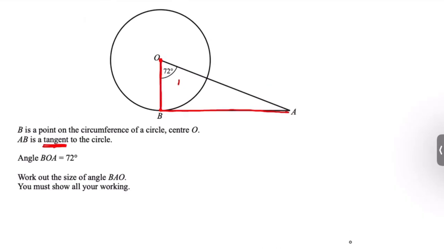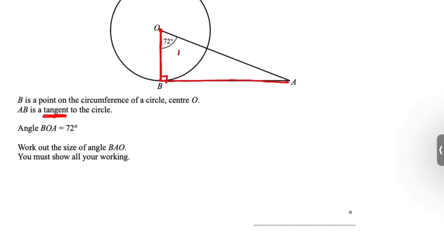So that's a radius. And remember, when we look at the rules of circle theorems, we know that when a radius meets a tangent, the angle which is created is 90 degrees. So this angle which is created is 90 degrees. And then we need to calculate the size of angle BAO. So B to A to O, we want to calculate the size of this angle.